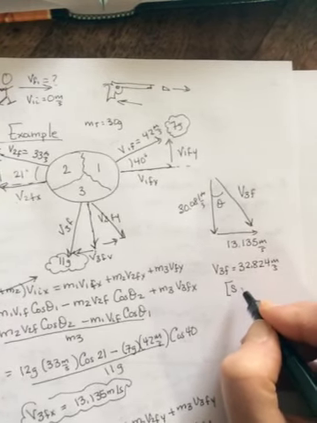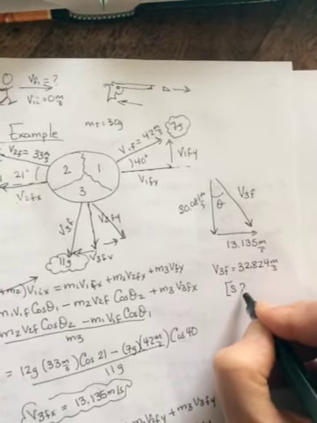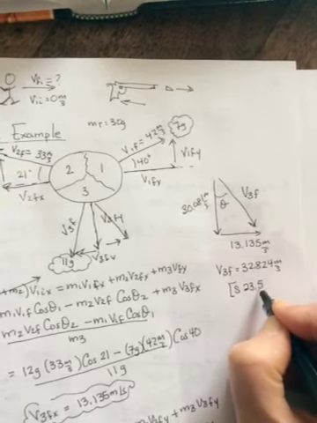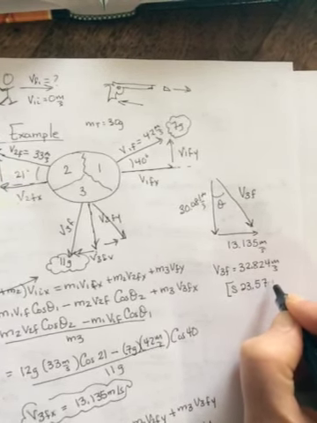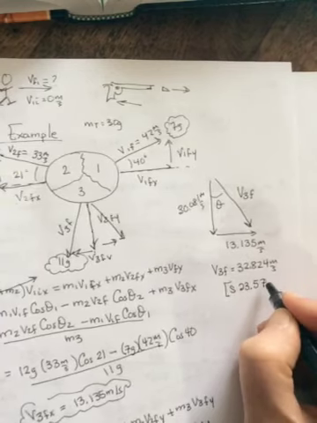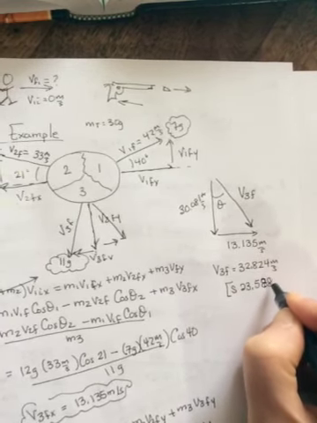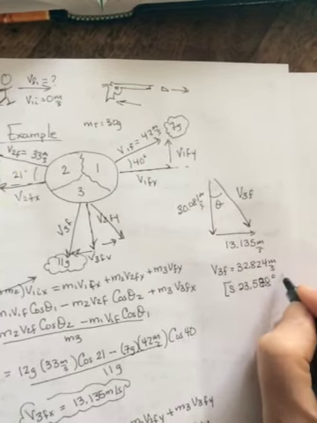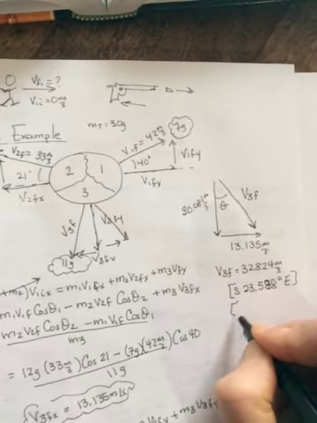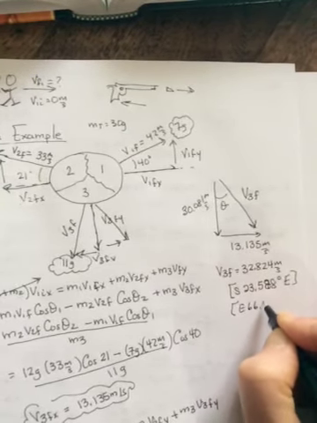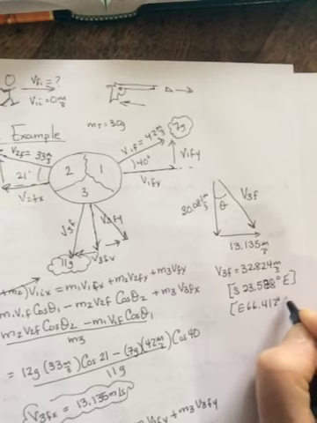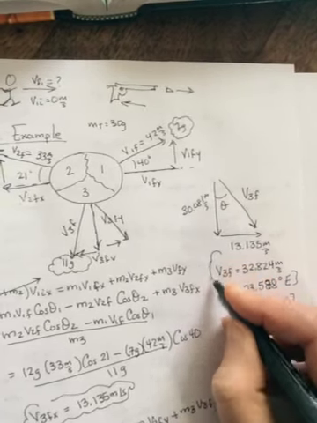I found the other one, so now I have to do math. South 23.588 degrees east, or east 66.412 degrees south. Either of those are accurate.